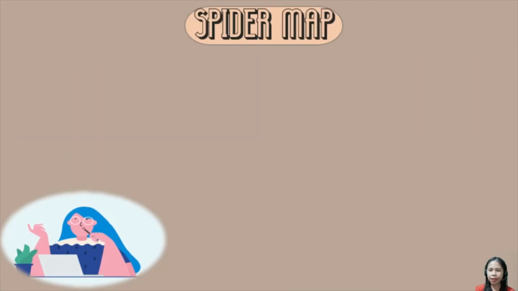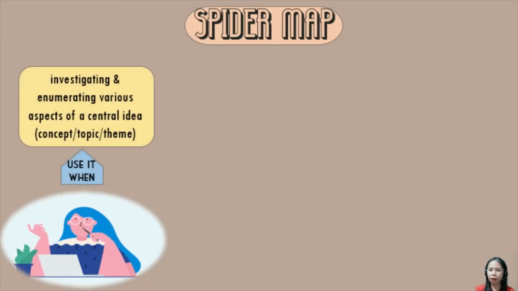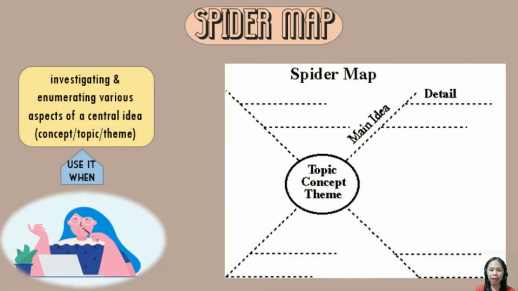Next is the spider map. The spider map resembles that of a spider's web, hence its name. You use this graphic organizer when you want to investigate and enumerate various aspects of a central idea, which could be a concept, a topic, or a theme.